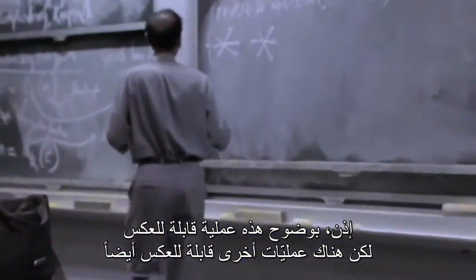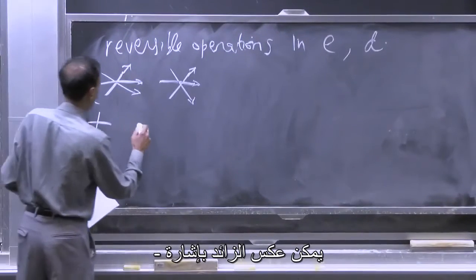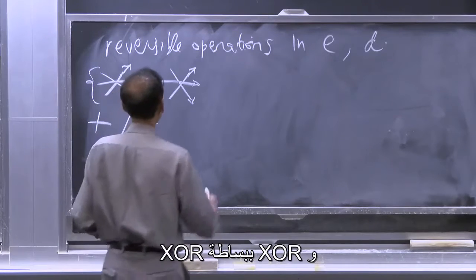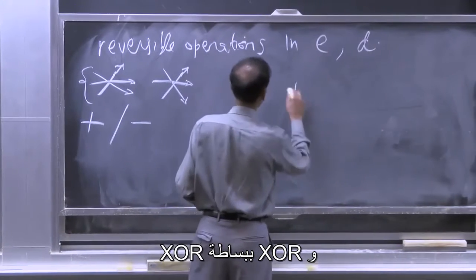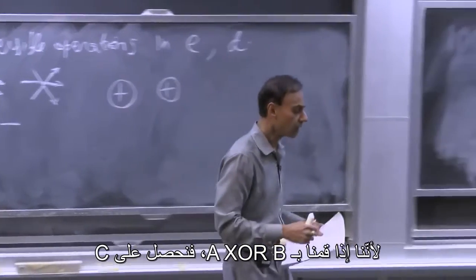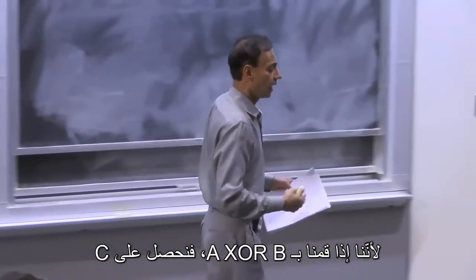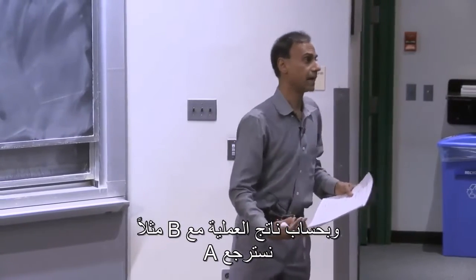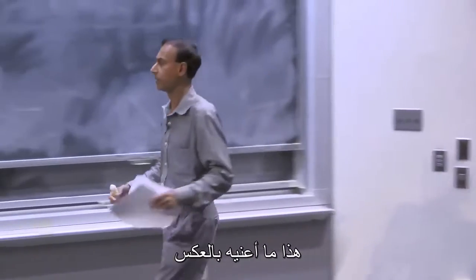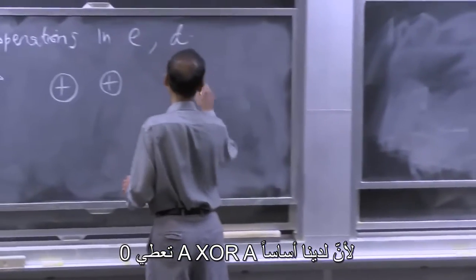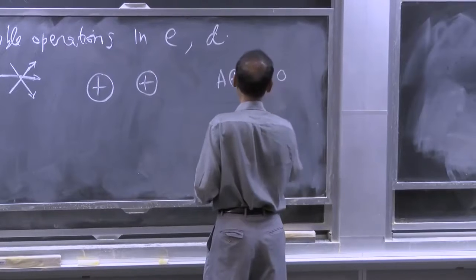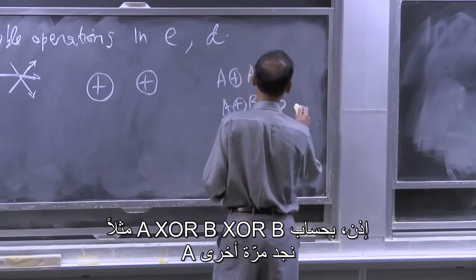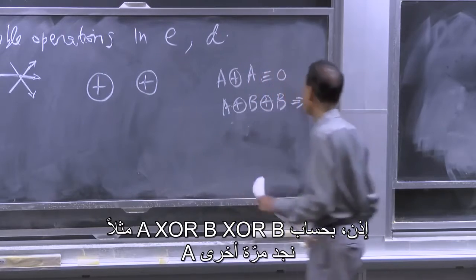But there are other operations that are reversible as well. Plus can be reversed by negation, right? And exclusive OR is simply exclusive OR, because if you do A exclusive OR B, and then you get C, and you do B again to that, you get A back, right? That's what I mean by reversal, because A exclusive OR A cancels out. So A exclusive OR B, exclusive OR B again would give you A.